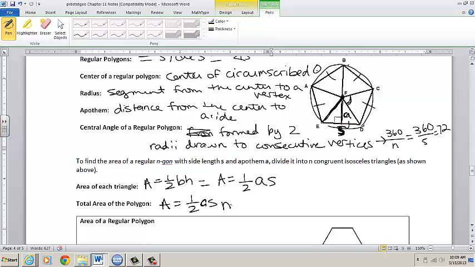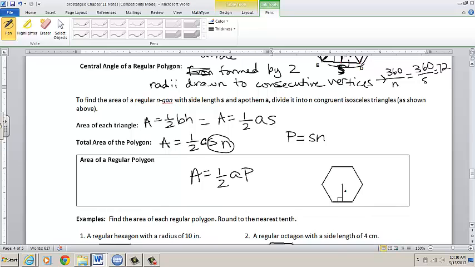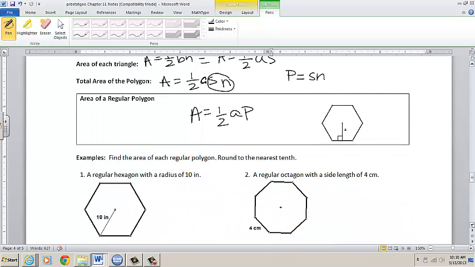Okay, so if we extend that a little bit further and think about what S times n really means, if I do the side length times however many sides I have, what is that? That's just the perimeter, right? So I can replace in that formula the S and n with a P for perimeter. So the formula becomes area equals 1/2 apothem times the perimeter. Remember, this is just for regular shapes.